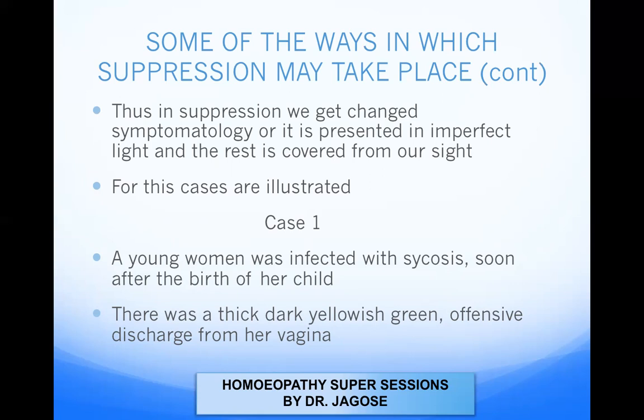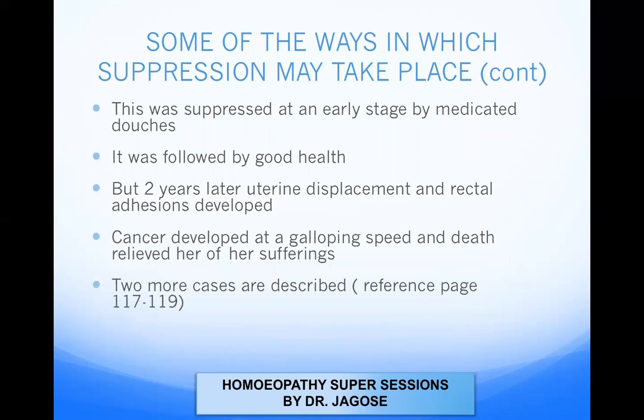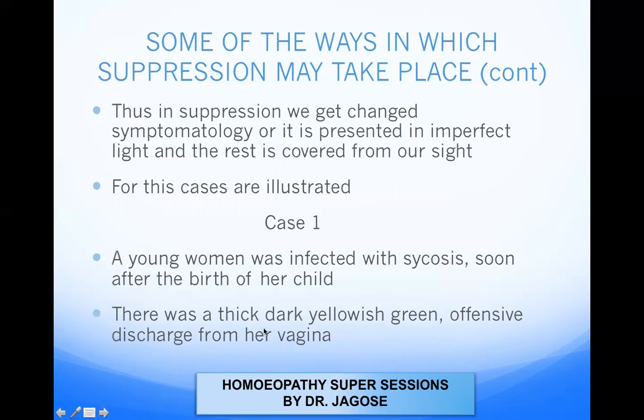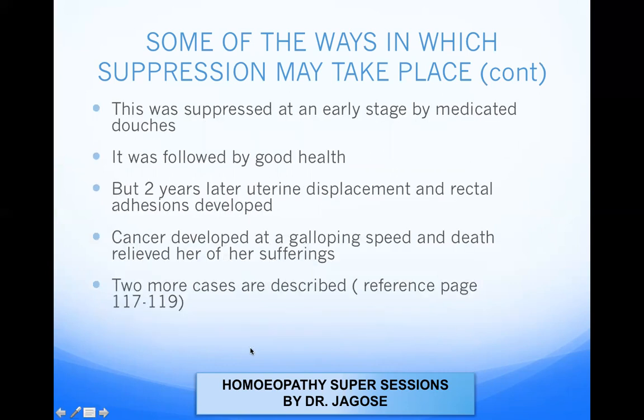For this, cases are illustrated. I'll only take up the first case, then you can refer to the book and see the other cases. In case number 1, he says a young woman was infected with psychosis soon after the birth of the child. There was a thick, dark, yellowish-green offensive discharge from the vagina. This was suppressed at an early stage by medicated douches.